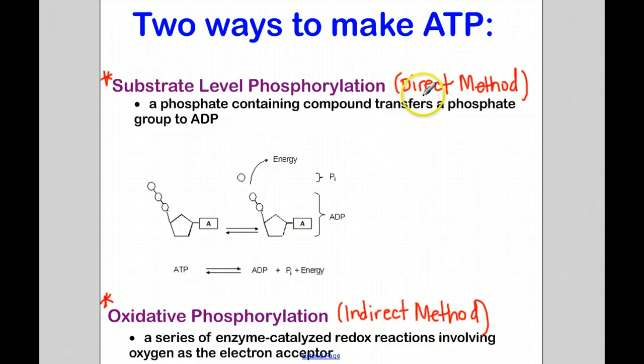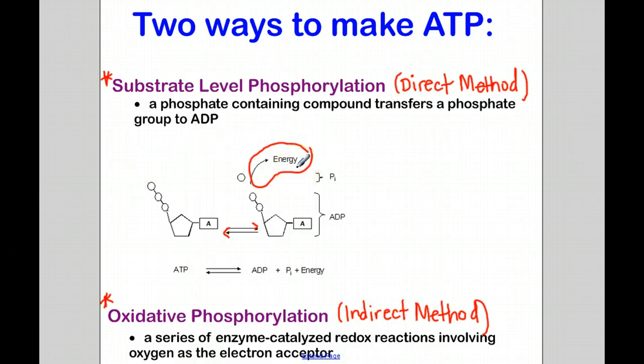We call that direct because we're directly adding a phosphate or taking it away. And so you'll notice that both these go in both directions. We can take an ADP, add a phosphate on to make ATP, or we can take ATP, remove a phosphate, and here is the key right here. If we have an ATP molecule and we remove one of its phosphates, we're making energy, okay?